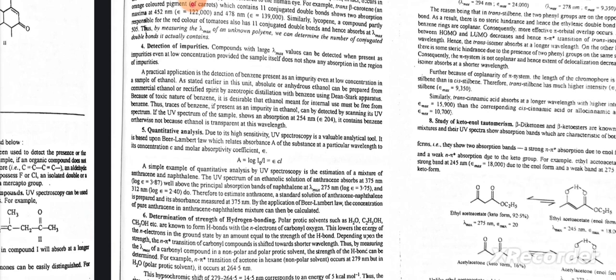Because of the toxic nature of benzene, it is desirable that ethanol meant for internal use must be free from benzene. The traces of benzene, if present as an impurity in ethanol, can be detected by scanning its UV spectrum. If the UV spectrum of the sample shows an absorption at 254 nanometers, it contains benzene, otherwise not, because ethanol is transparent at this wavelength.